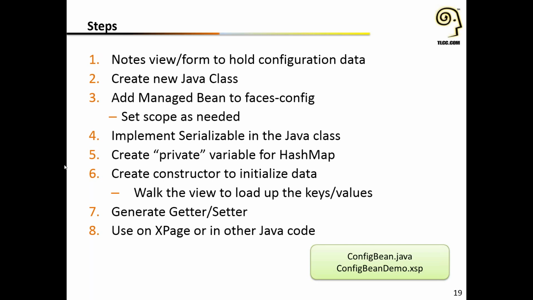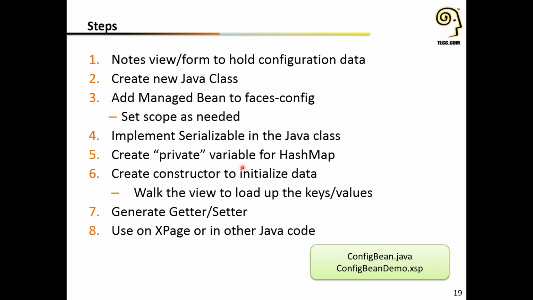So just to summarize, here are the steps that I'm going to take. I'm going to have a Notes view and a Notes form that's going to hold configuration data. One column will be the name of that configuration data. The other one will be the actual data. I'll create a Java class. In the faces-config, I'll add the managed bean and define a scope, in this case application scope. I have to make sure my Java class implements Serializable, otherwise you'll get an error the first time you run it.